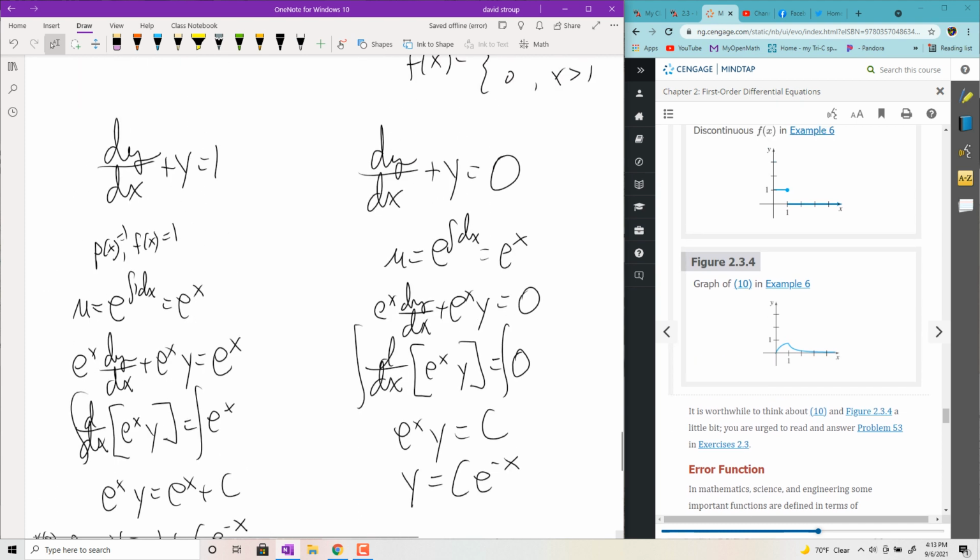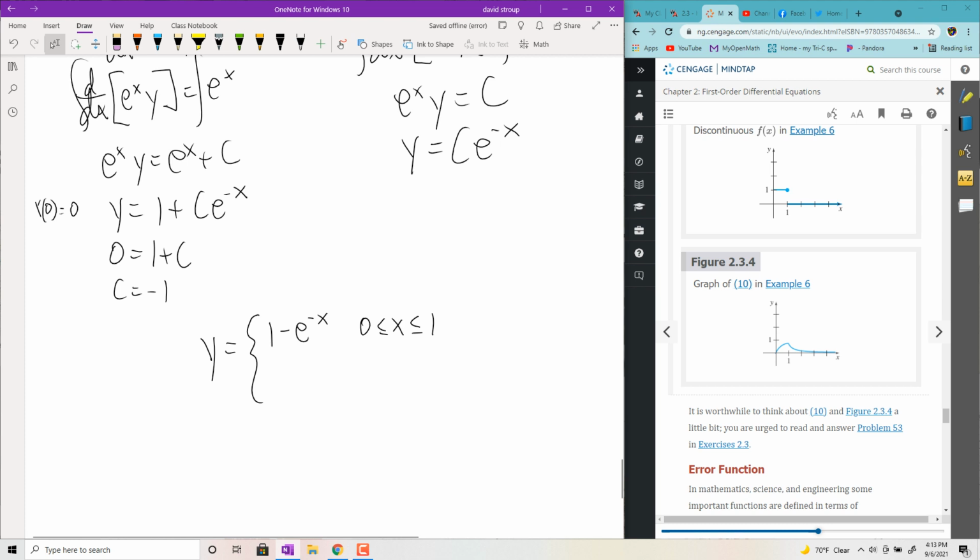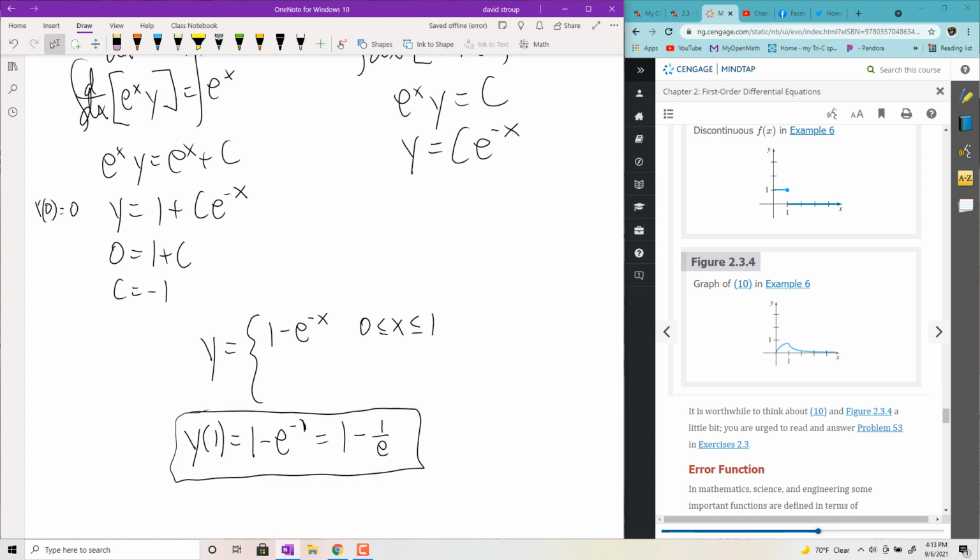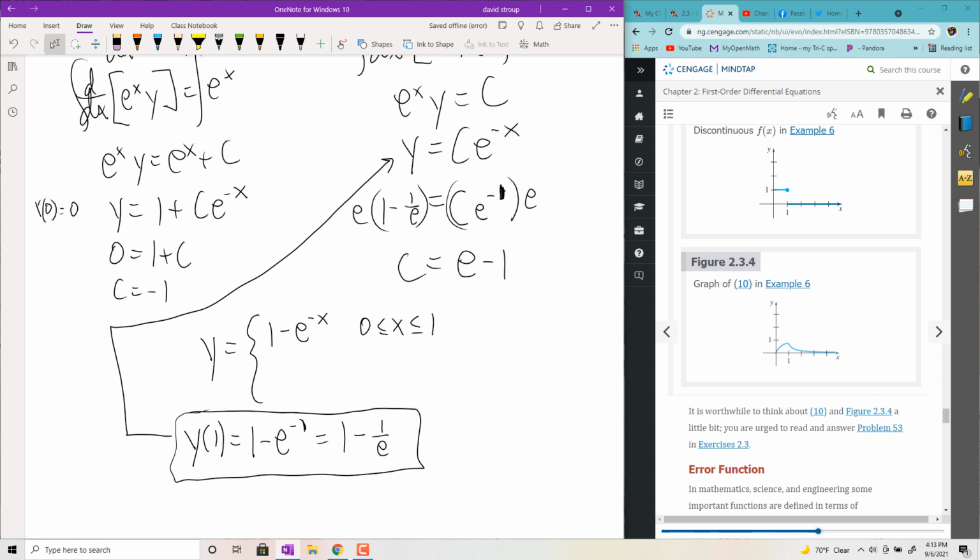So what we do is see what this is at 1. So y of 1, we want to equal 1 minus e to the negative 1. In other words, 1 minus 1 over e. So we take this as an initial condition for the second piece right here. I'm going to write y as 1 minus 1 over e, and then replace x with 1. So I get c e to the negative 1. And then I'm going to solve for c. So just multiply both sides by e to the positive 1, and I'll get e minus 1 for my constant.